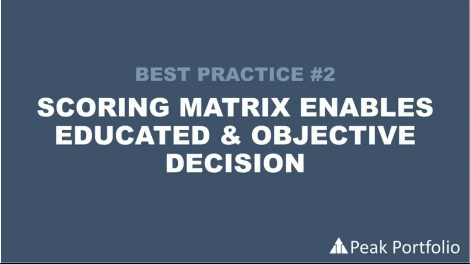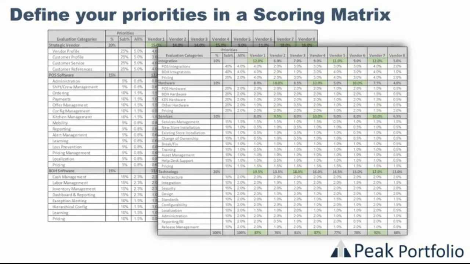Now let's talk about best practice number 2. The scoring matrix enables an educated and objective decision. So here's an example of a scoring matrix that we created for a client last year. And as you can see here, we've got some high-level sections. We've got strategic vendor, POS software, that's point of sale, back-of-house software, this is for a retail organization. We've got integration on the right side, hardware, services, and then technology.